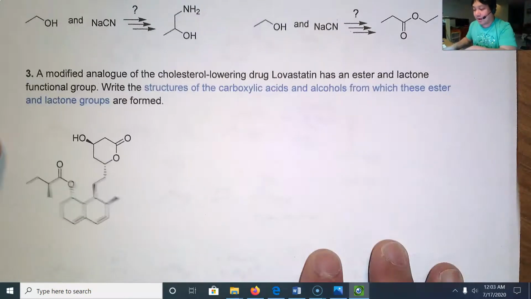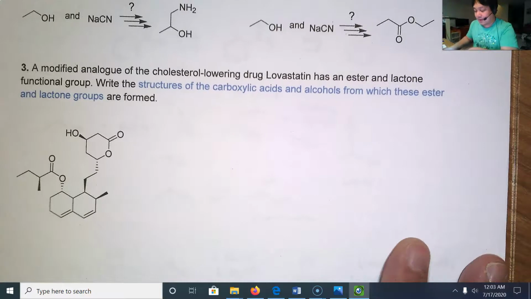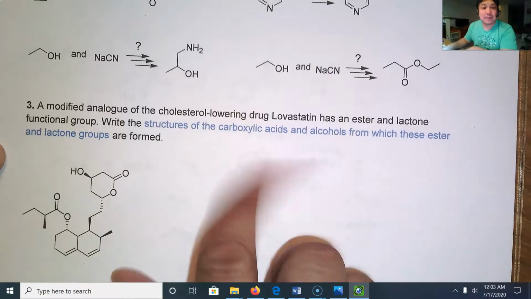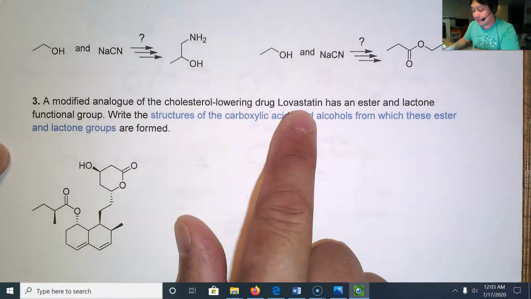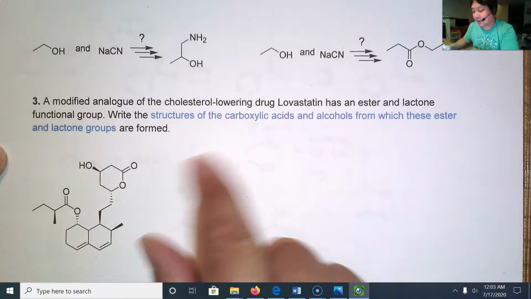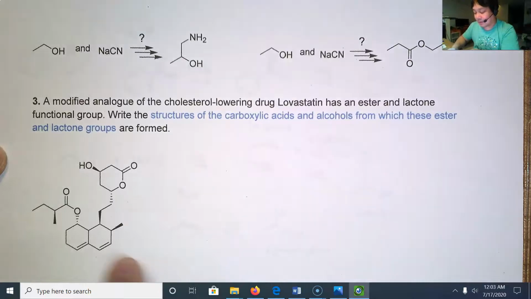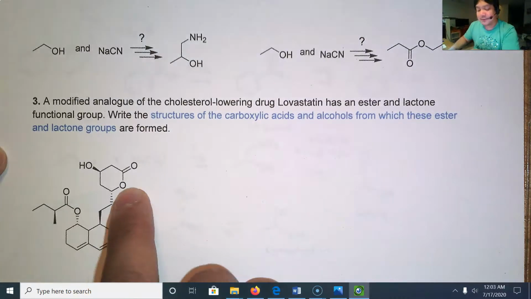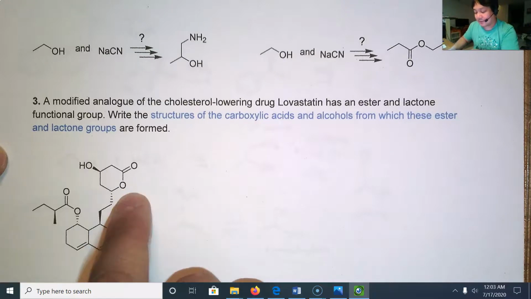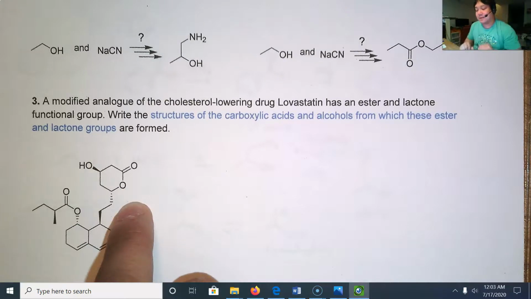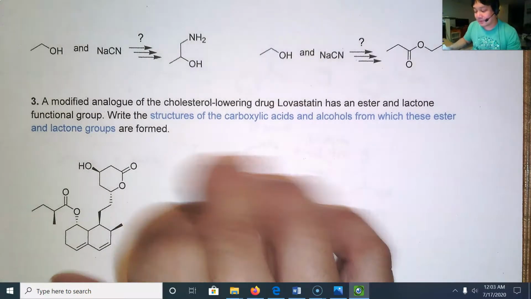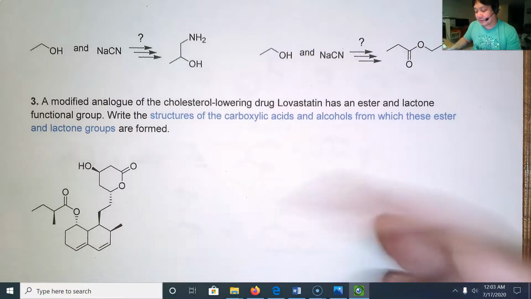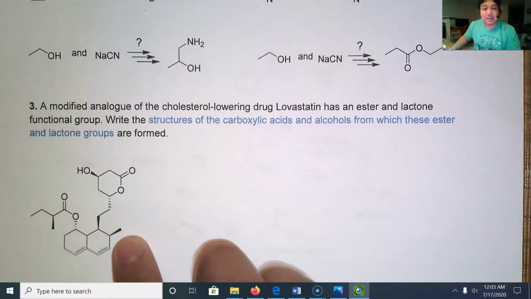And then there's one more problem for this video. It's a good word problem. It takes a look at a real drug molecule, lovastatin, and it asks you, how do you make this? Particularly, how do you make the esters and the cyclic ester, which is a lactone. Cyclic esters are lactones. Okay. You're now a pharmaceutical chemist and trying to figure out what are your starting materials to make your multi-billion-dollar drug.